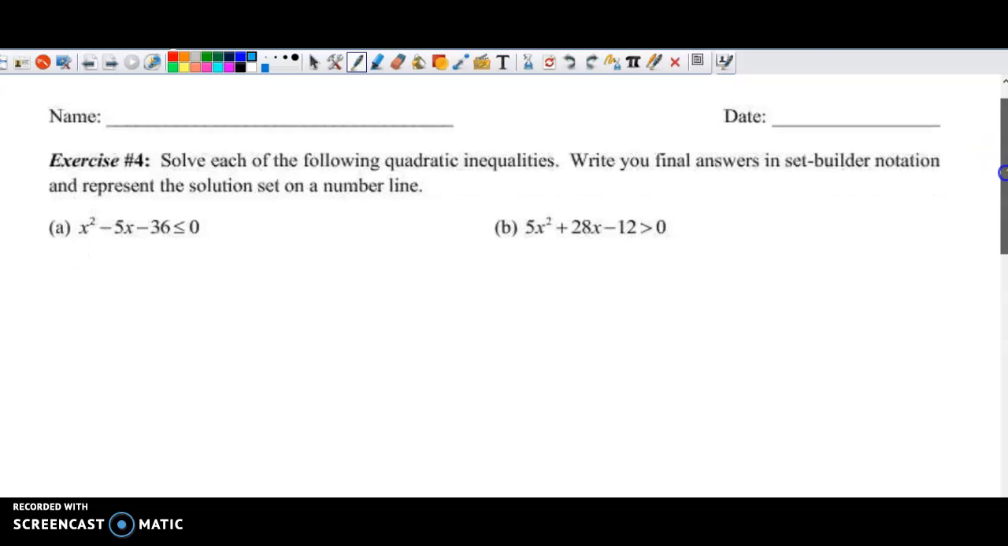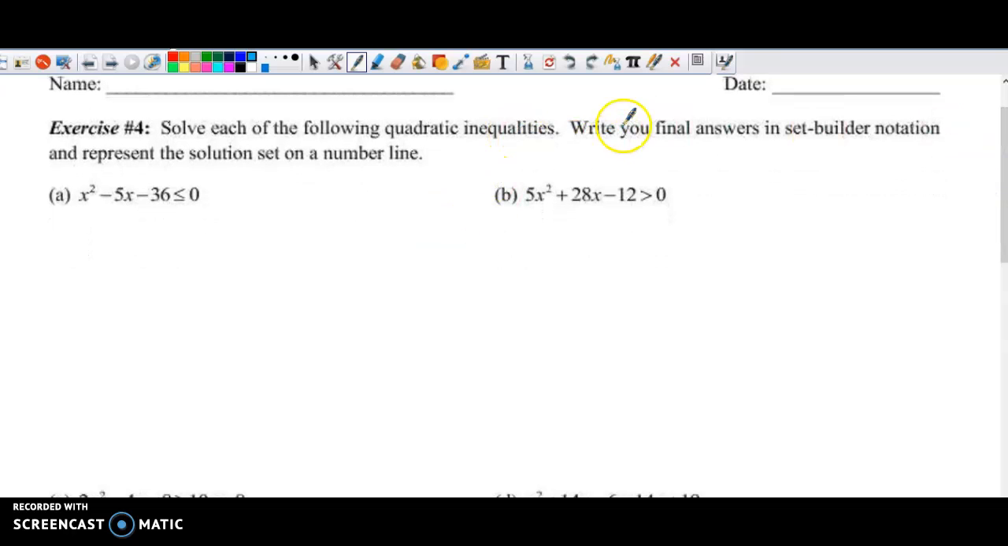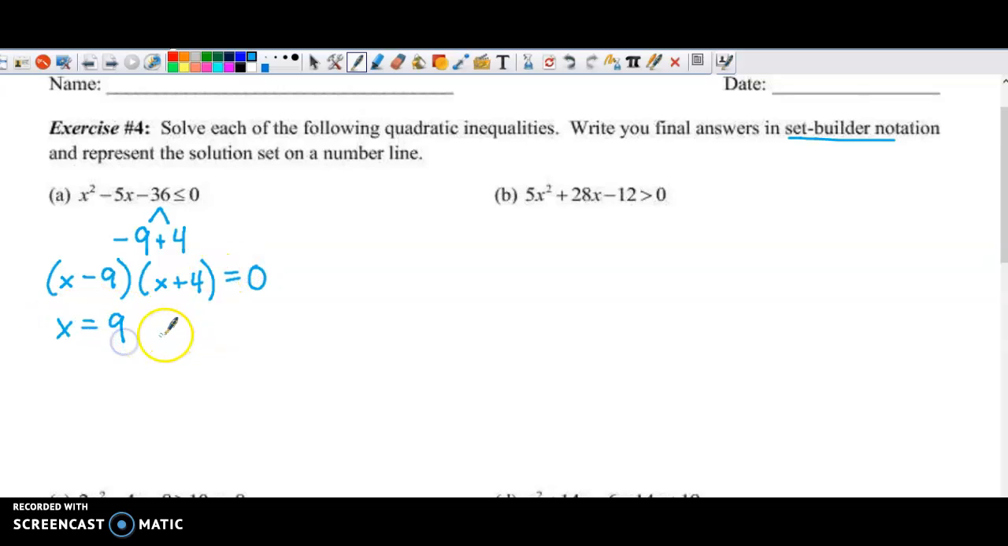So as we move on, we're doing more of the same thing, and we're practicing the set builder notation and writing the answer out. So if I were doing this quickly, I would just say, okay, factors of 36, that would be 9 minus 4. Except that's +5, so maybe make it -9 plus 4. So if I factor that out, x minus 9, x plus 4. Again, I'm changing it to equal 0 because then I can figure out that it's 9 or -4.